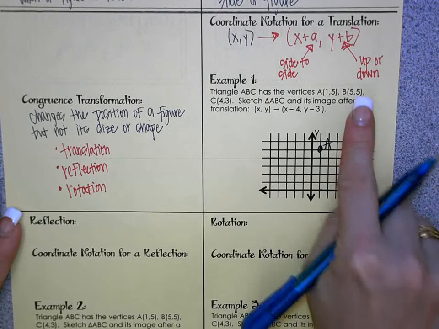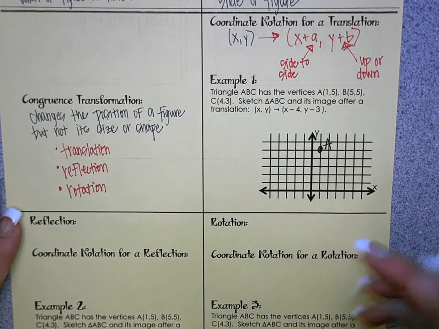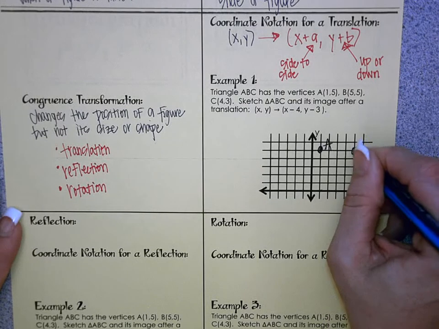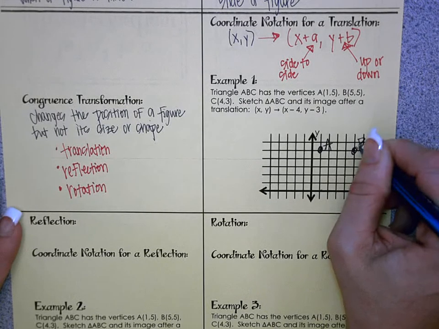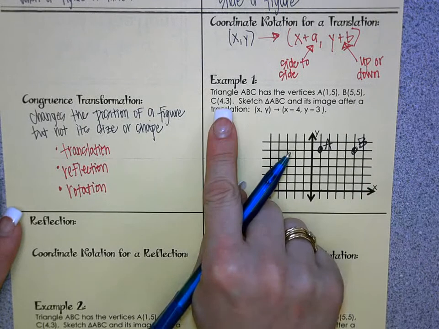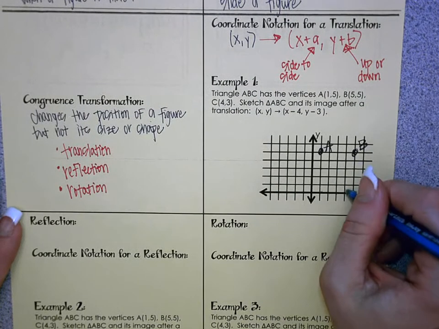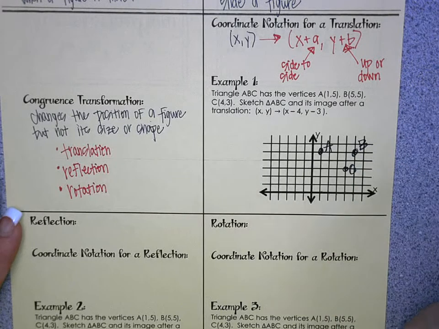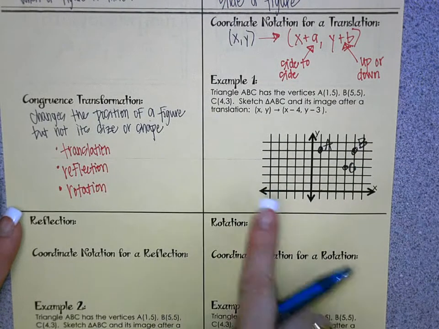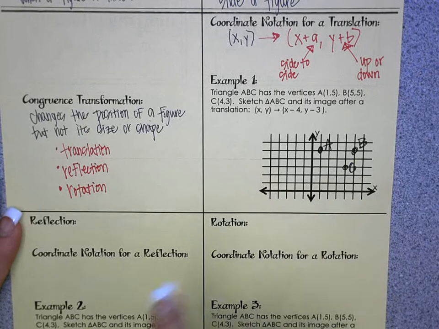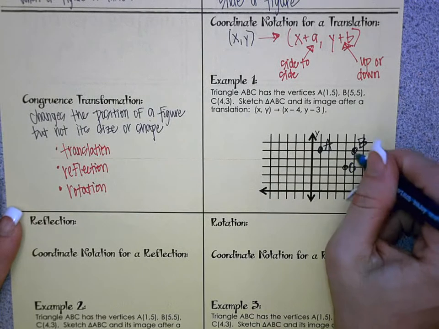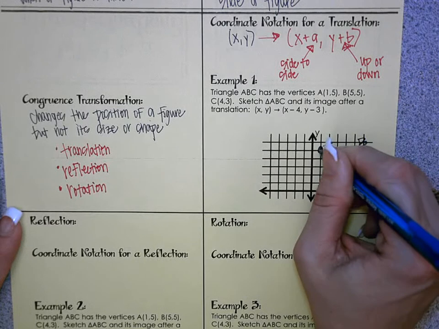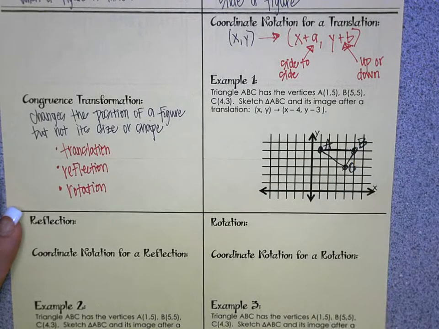So that's (5, 5). So right 5, up 5. 1, 2, 3, 4, 5, up 5. And vertex C is at over 4, up 3. So remember, the x portion always tells you side to side. The y portion tells you up and down. Then once you have these 3 corners plotted, you can connect them with lines. It makes a triangle.